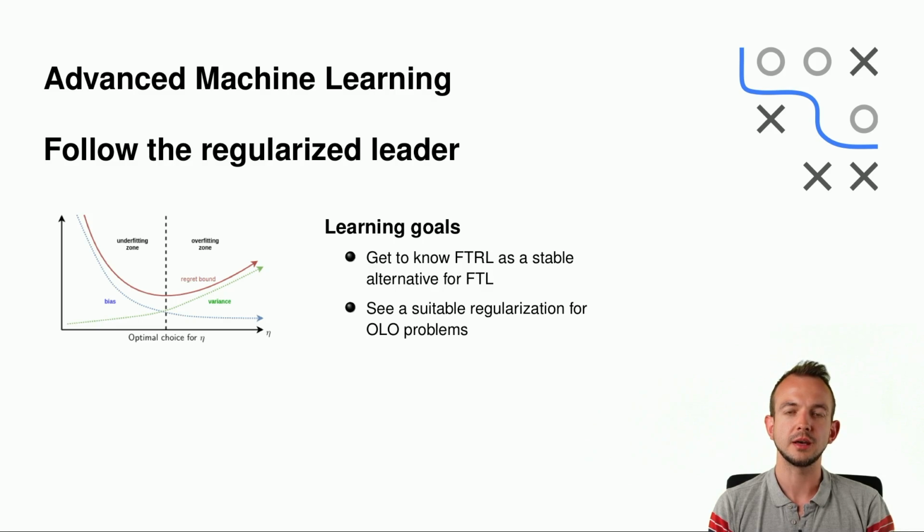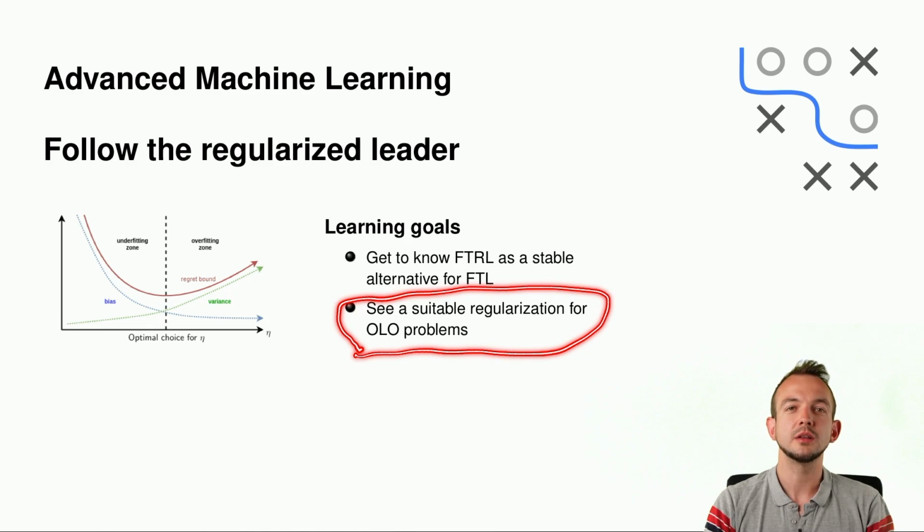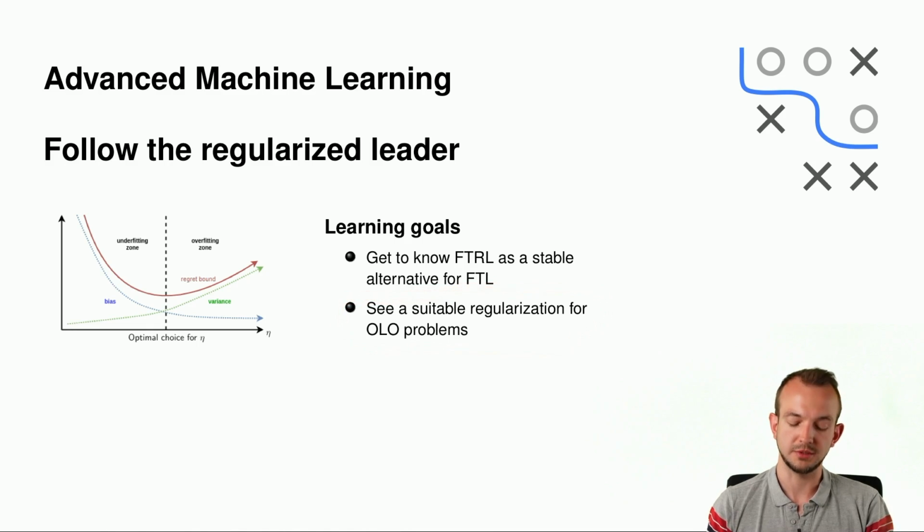I'm Victor Banks, and right now we will get to know the follow the regularized leader algorithm, which is an alternative to the follow the leader algorithm, which is quite stable for online linear optimization problems, as we saw previously that the follow the leader algorithm might fail for these types of problems. And this will be done by, as the name suggests, introducing a regularization term, and we will get to know how to choose a suitable regularization for the online linear optimization problems.